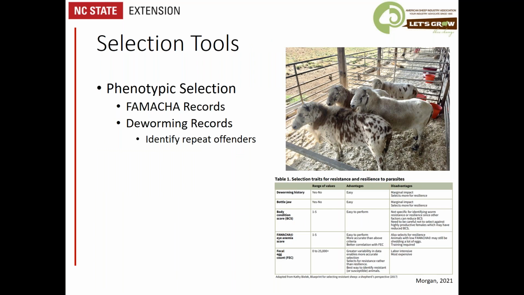So what selection tools do we have available to us? In terms of phenotypic selection, we can go back to that FAMACHA scoring and those FAMACHA records. We can go to our deworming records and identify those repeat offenders. Who needs to be dewormed multiple times in a given grazing season? Those are problematic animals. They probably don't need to stick around, and we can apply some selection pressure and cull those individuals.